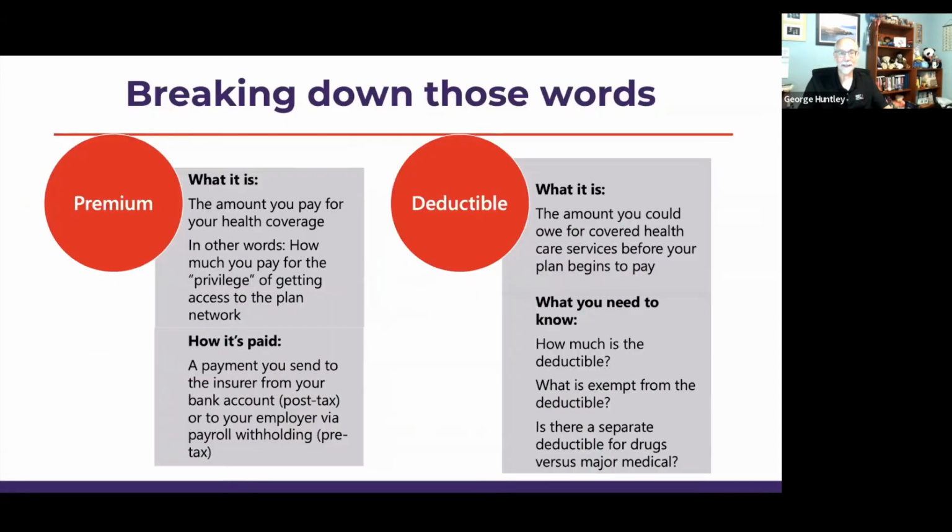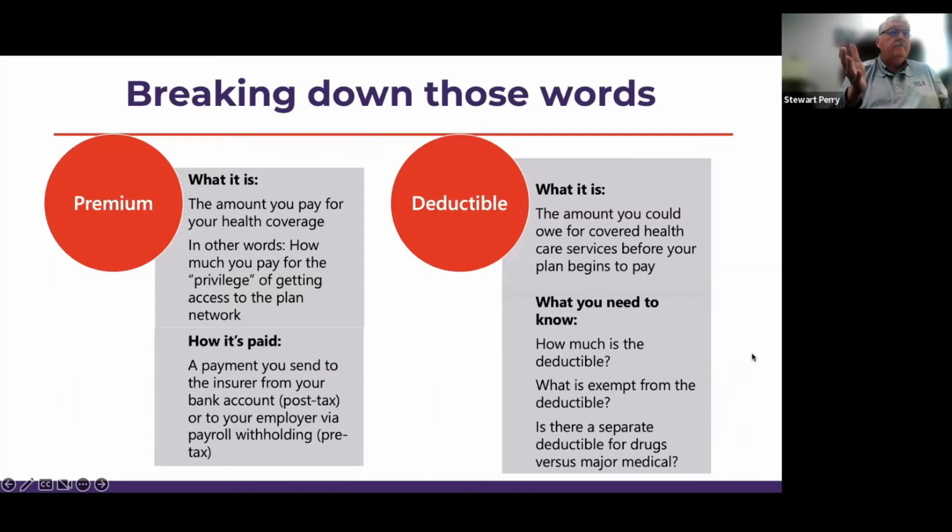Because in some cases, there could be some things that are exempt from the deductible, like insulin can be exempt. Wellness visits typically are exempt from the deductible, things like that. So when you think about what's your cost going to be, understanding if that plan has exempted it from the deductible, or is it part of that number that you need to pay.